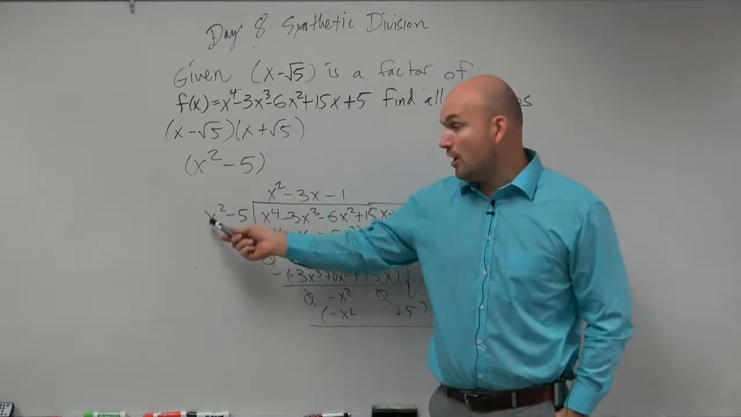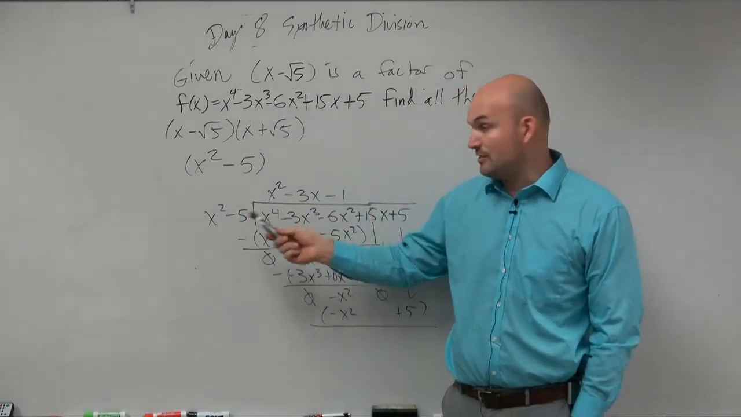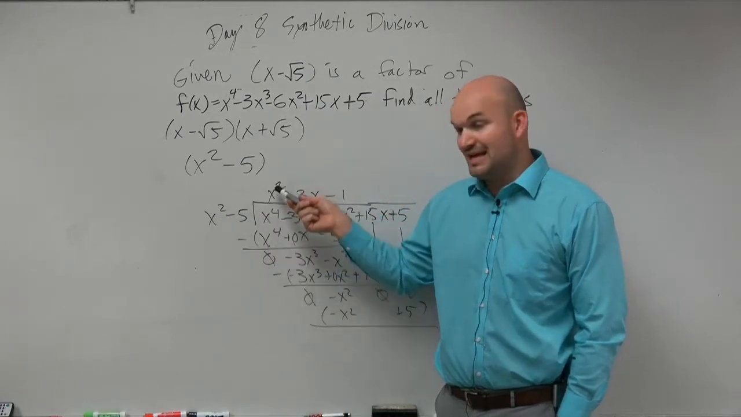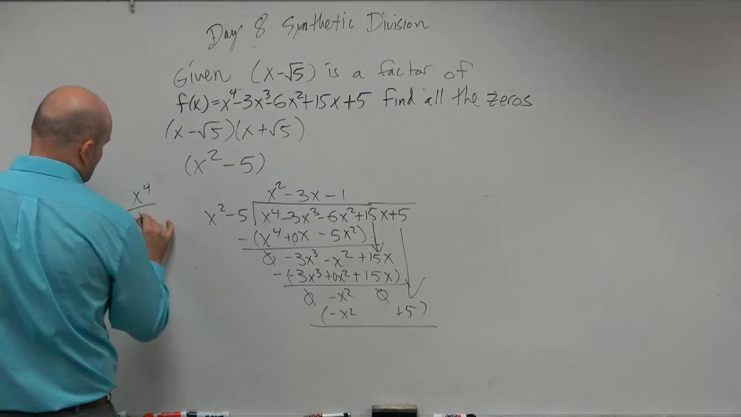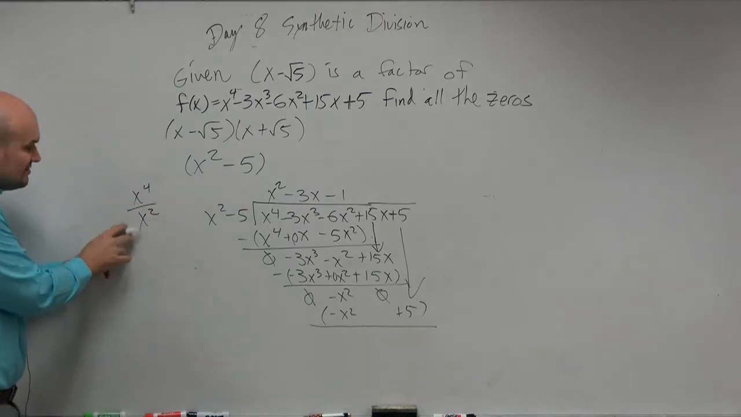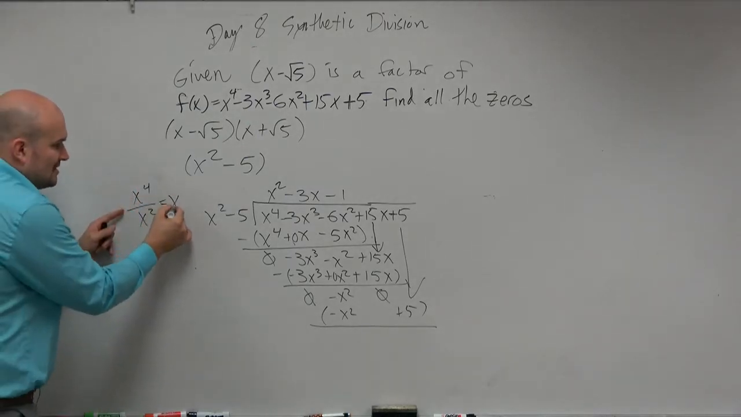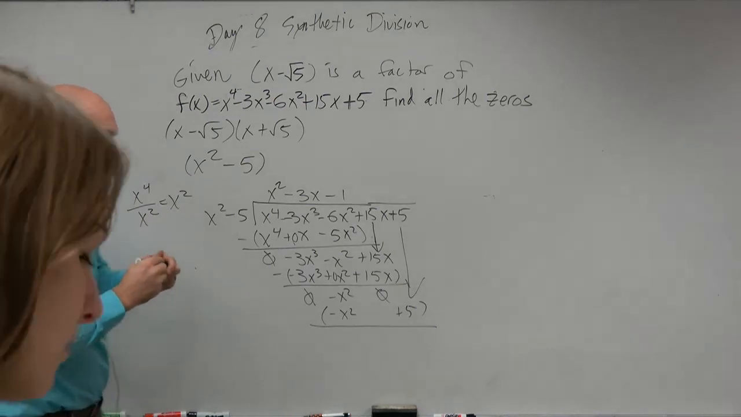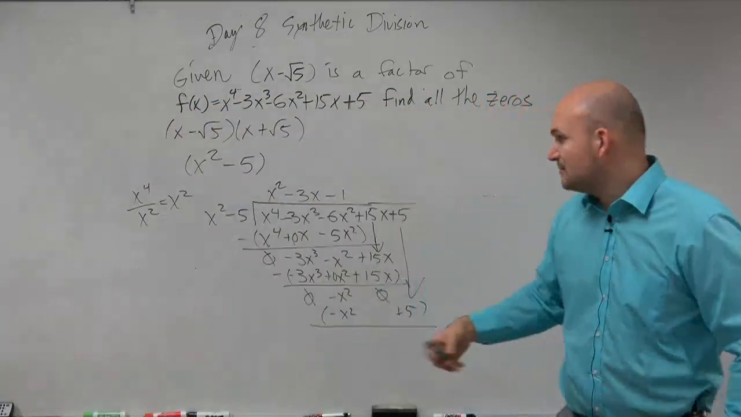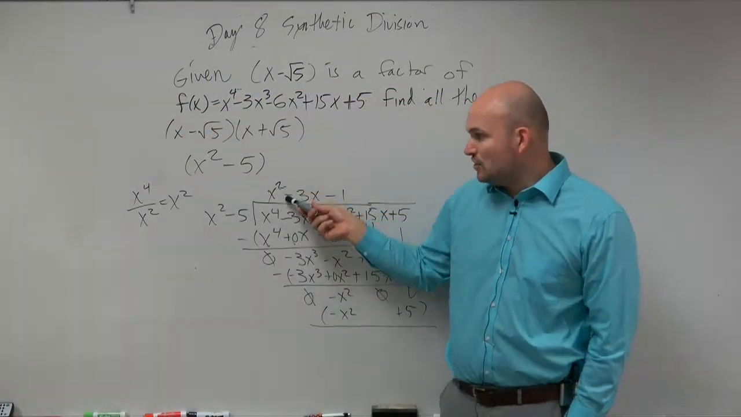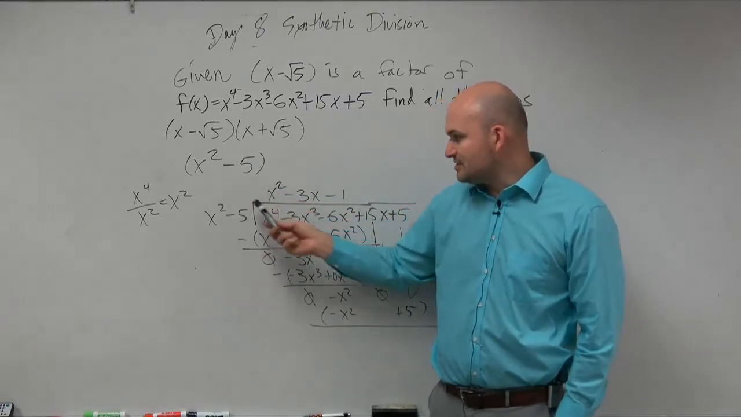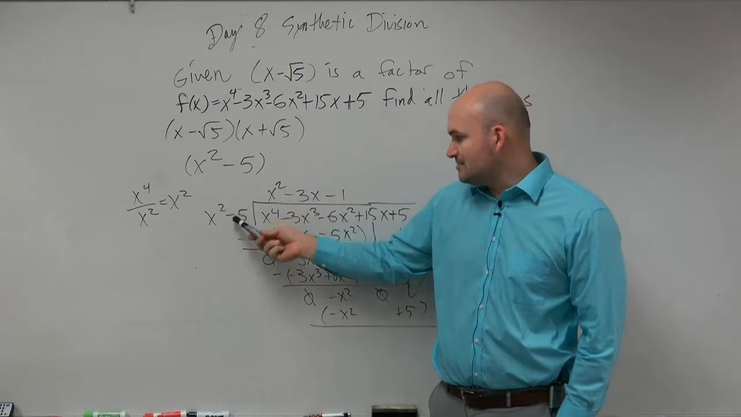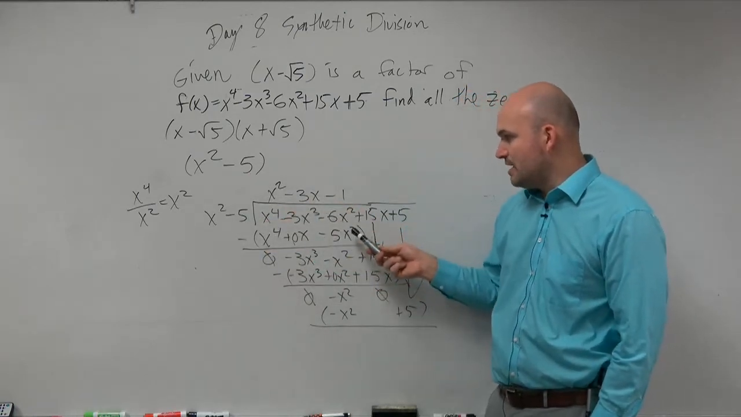First term, you always divide into the first power. X squared divides into x to the 4th, x squared times. If that doesn't make sense to you, rewrite it like this: x squared divides into x to the 4th, how many times? X squared times. Now, once you have that, you take that term and multiply it times both terms of your divisor. X squared times x squared is x to the 4th. X squared times negative 5 is negative 5x squared.